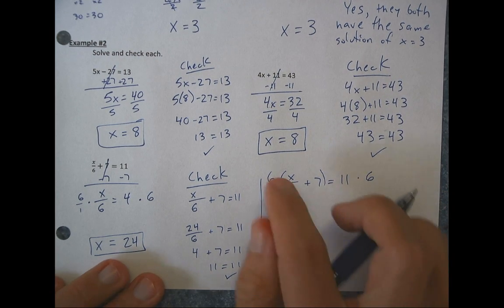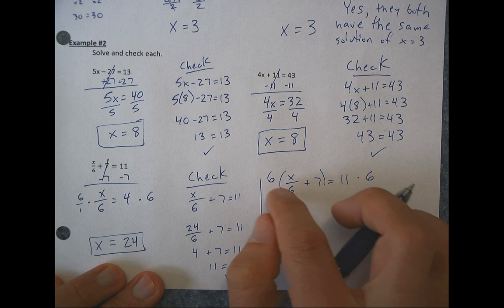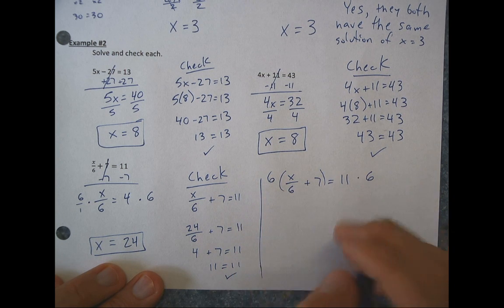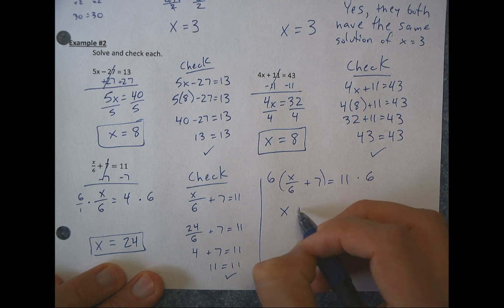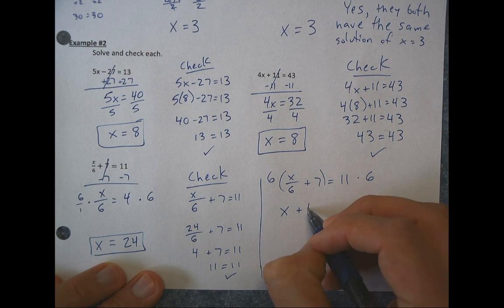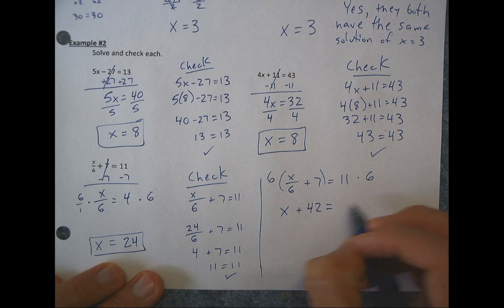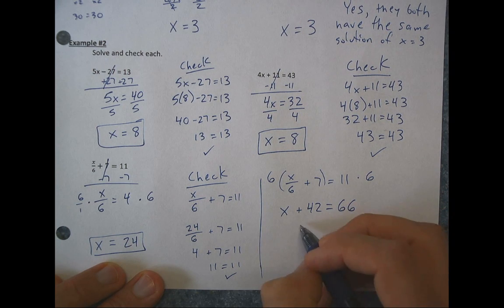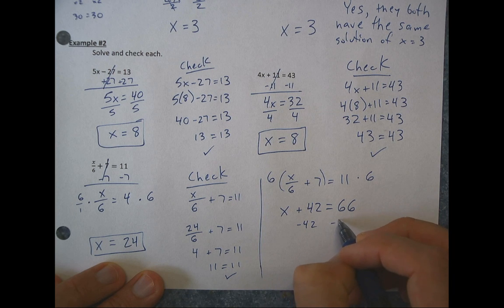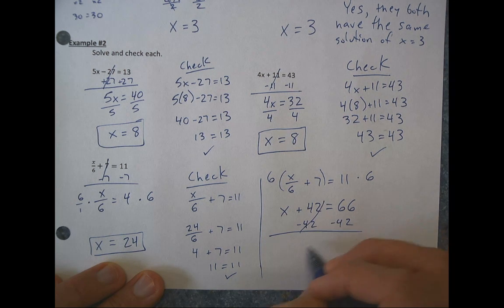So I can multiply this entire side by 6, and I can multiply this side by 6. Let's see what happens. When I multiply the x times 6, again, think of it as 6 over 1. That's going to eliminate that, so I have just x. If I multiply the 6 times the 7, that's 42. And 11 times 6 is 66. Next step would be subtract 42 from both sides, so x is by itself.